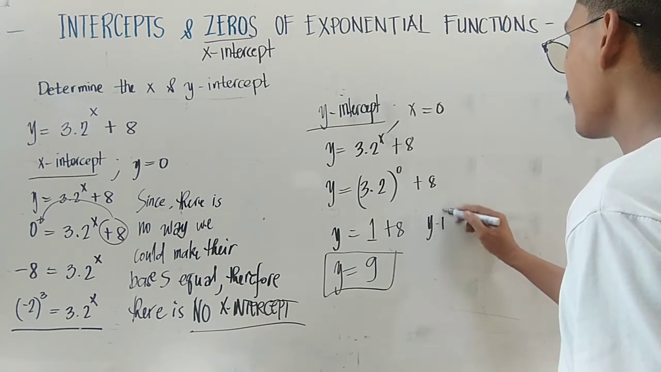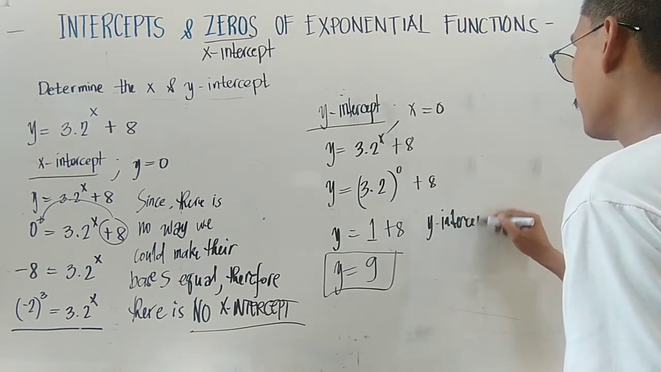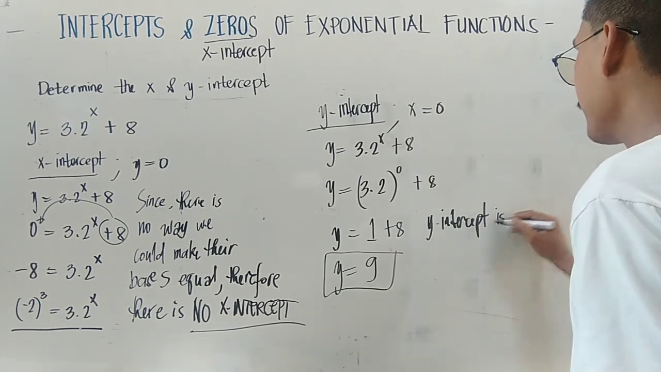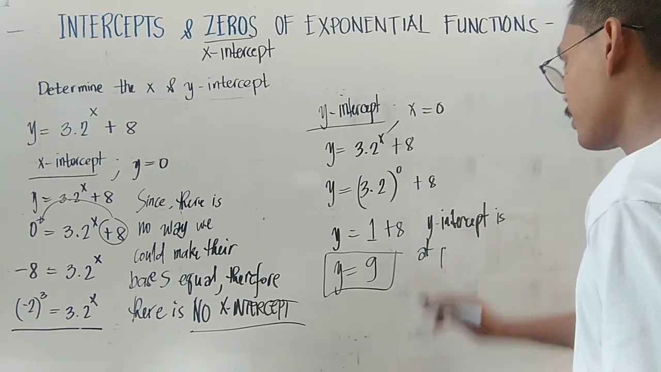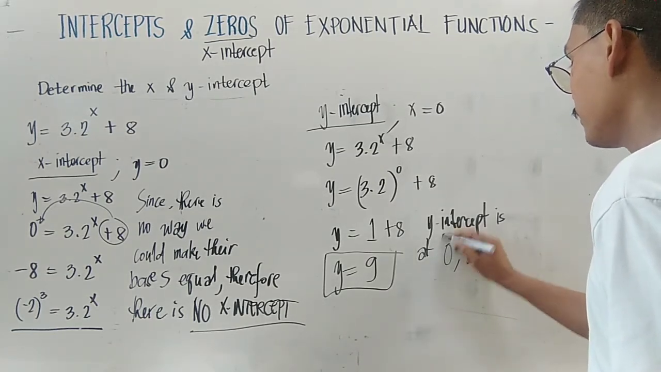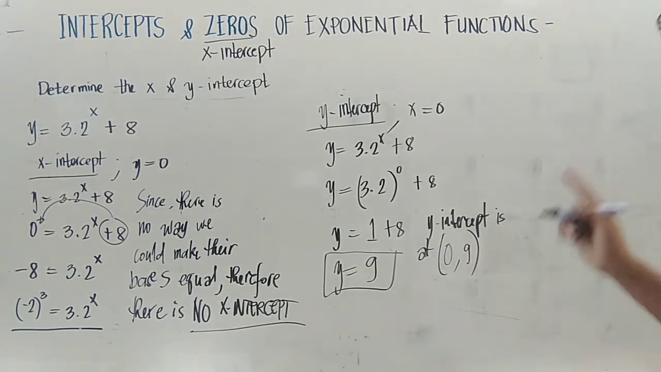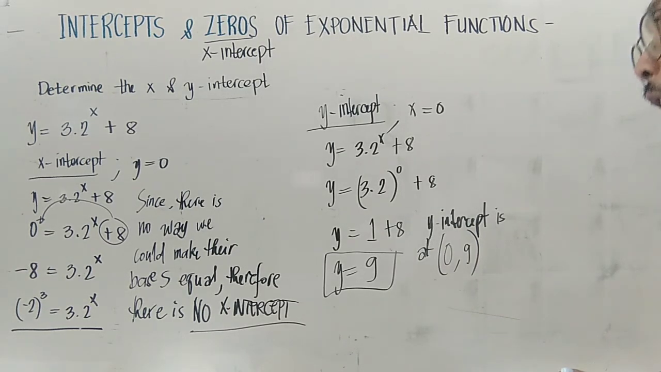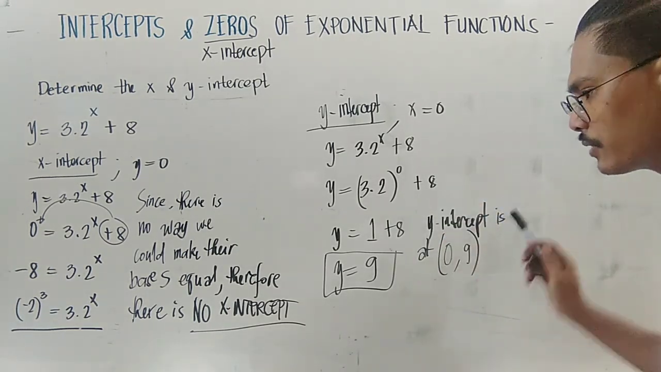So the y-intercept is at point 0 and 9, or the graph will intersect your y-axis at point 0, 9.